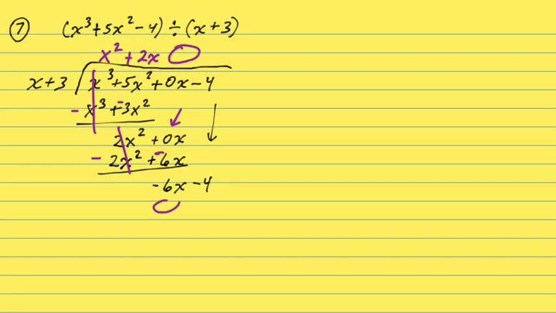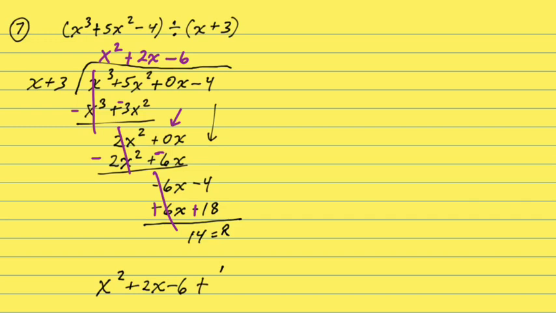X times what is negative 6x? X times negative 6 is negative 6x. So x times negative 6. Negative 6 times x is negative 6x. Negative 6 times 3 is a negative 18, I believe. And if we change the signs and add, the remainder is going to be here, what, 14? So the answer would be x squared plus 2x minus 6 plus the remainder over the divisor.